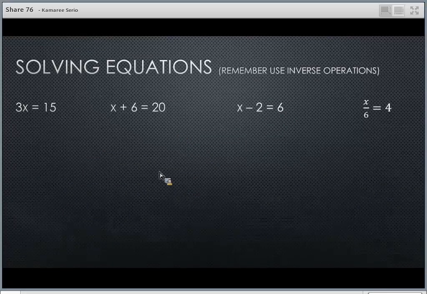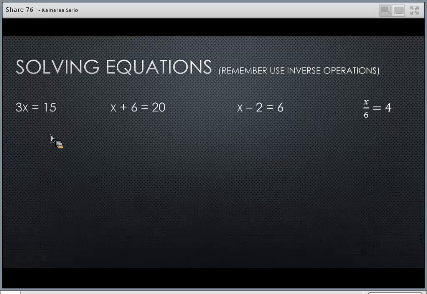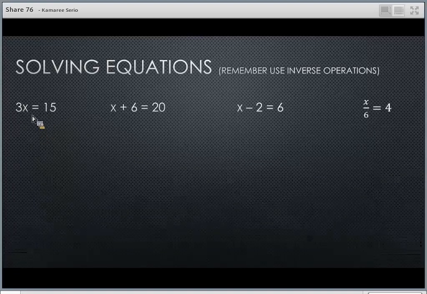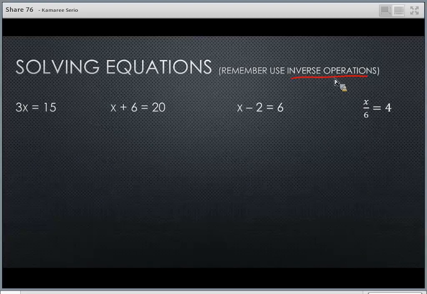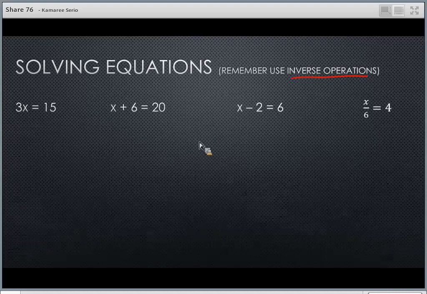Okay, so here we have some semi-simple equations. You could probably go, well, 3 times, I know this could be 5, right? Because 3 times 5 is 15. So we're going to solve this using inverse operations. I want to show you guys how to formally solve equations, because we're going to get to a point where we can't just do these in our heads, so we have to know how to keep our work nice and organized.